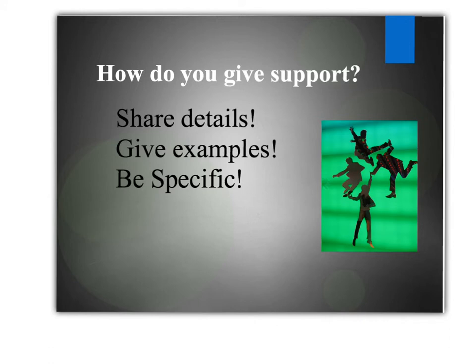There are several different ways to give support in your body paragraphs. One, you can share details. Two, you can give examples. And three, you want to make sure you are being specific. Your details might be things such as spatial details that tell where things are in relation to other things, or sensory details that relate to your five senses. Your examples can be personal examples, or facts and statistics, or examples from your reading. The more specific you are, the better. Make sure you are trying to create a picture in your reader's head with your words.